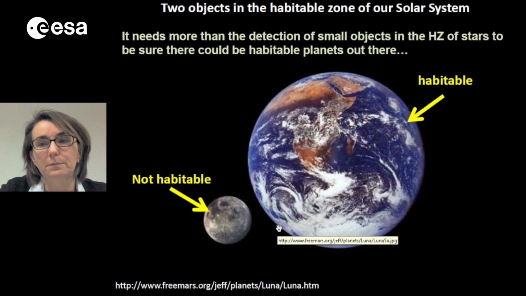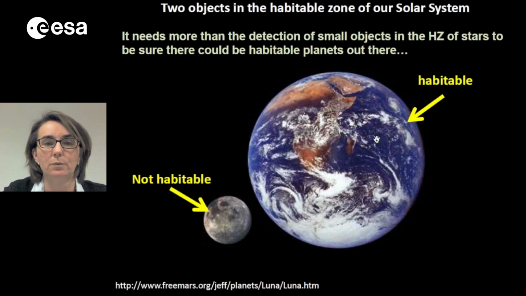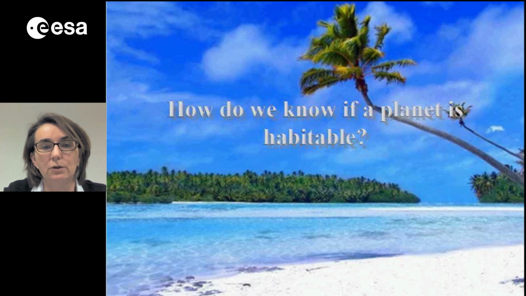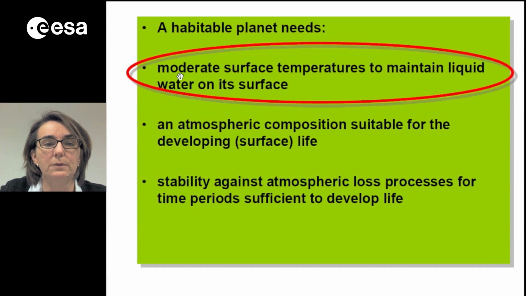And in the second part of the talk, I would like to discuss what it takes to make a planet habitable and how we could detect that. So how do we know if a planet orbits in the habitable zone that it's indeed an object which could develop life? Well, what does a habitable planet need? A habitable planet needs moderate surface temperatures to maintain liquid water on its surface.